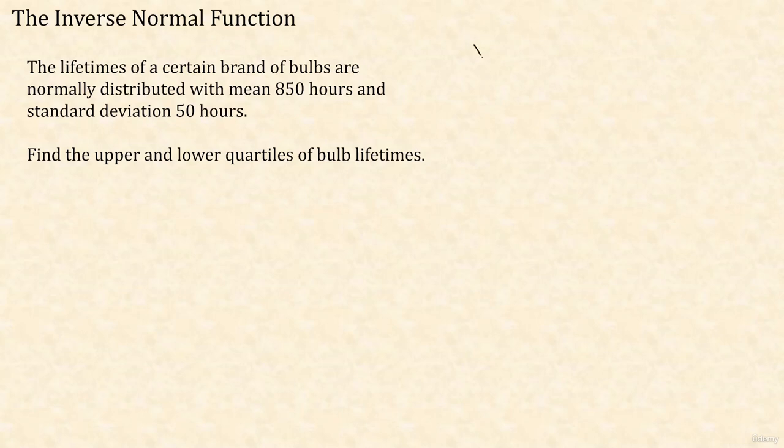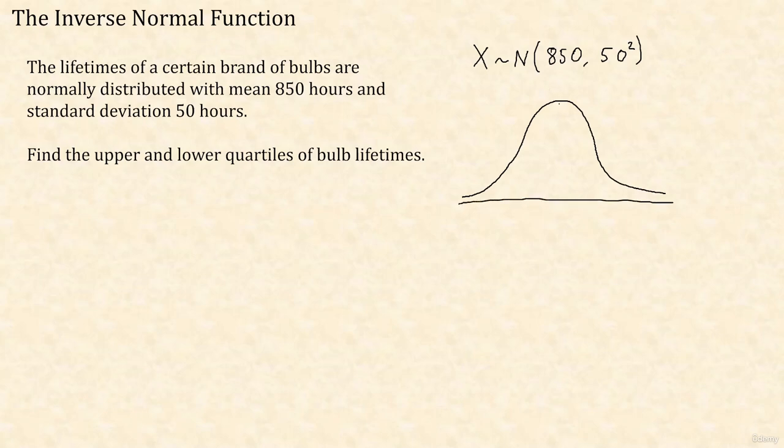Okay, so let's think about what our distribution is. So there's a normal distribution, a mean of 850 and a standard deviation of 50, so I'll write 50 squared here. Now let's just visualize what's going on. So we have normally distributed data with a mean of 850, and we're trying to find the upper and lower quartiles. Now let's begin with the upper quartile. We'll see why in a second I'm starting with that.